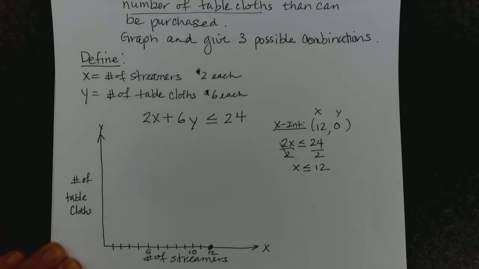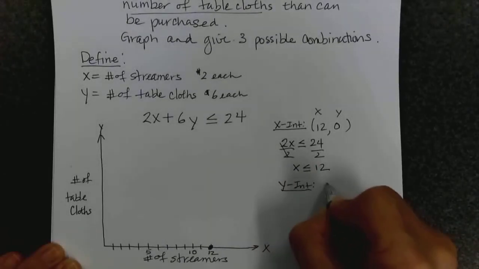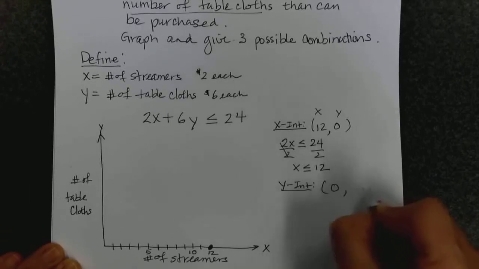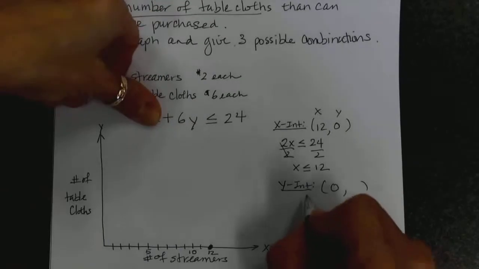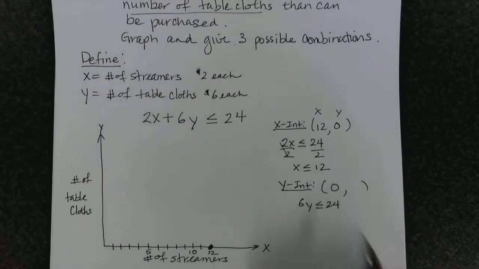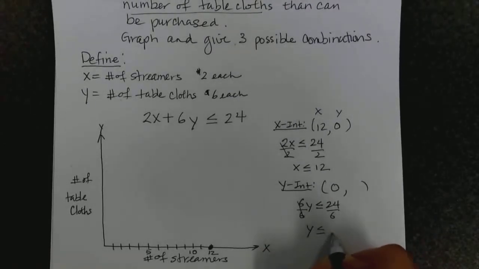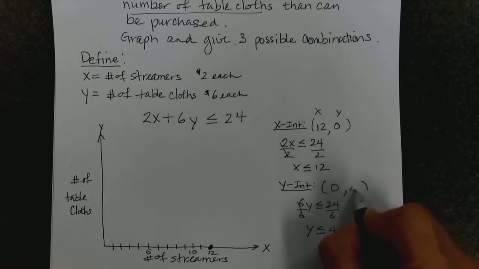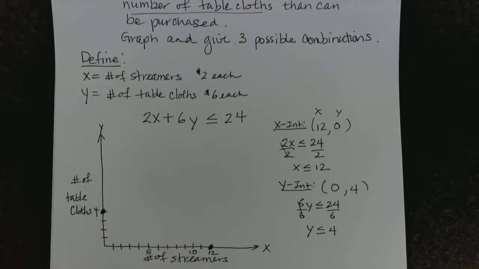There's my first point. And then my y-intercept is when x is 0. And we're looking for y, so we're going to cover up our x. So what we have left will be 6y is less than or equal to 24. And then when we solve for y, we divide by 6, and y is less than or equal to 4. So we're going to plot the point 0, 4: 1, 2, 3, 4. Here's 4, here's 0, 4. And once we have those 2 points, we can draw our line.